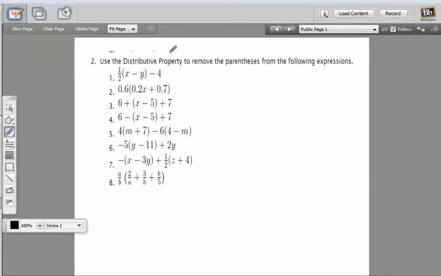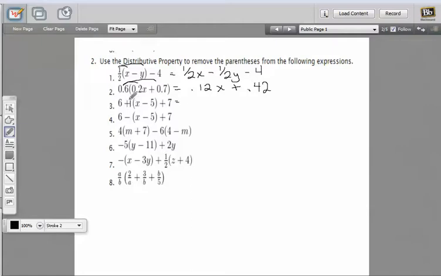Next, we're going to use the distributive property to remove the parentheses from the following expressions. So let's go ahead and distribute that 1/2 to get 1/2 x minus 1/2 y minus 4. In number 2 here, we're going to distribute the 0.6. So 0.6 times 0.2x is 0.12x. And 0.6 times 0.7 is 0.42.